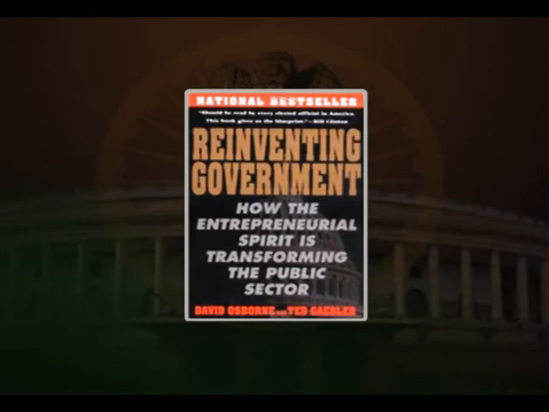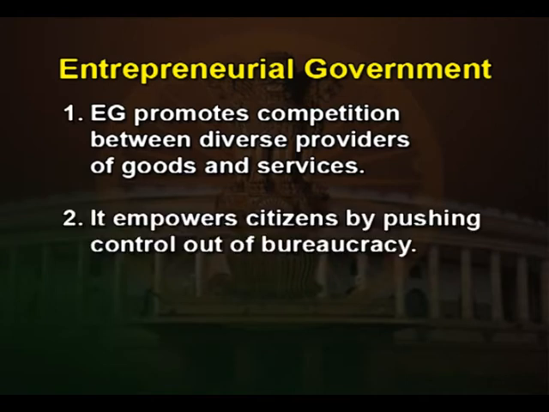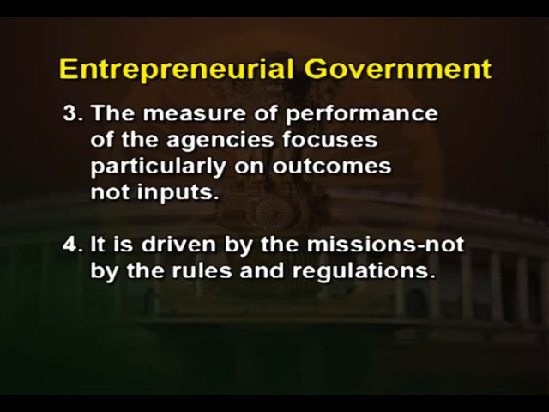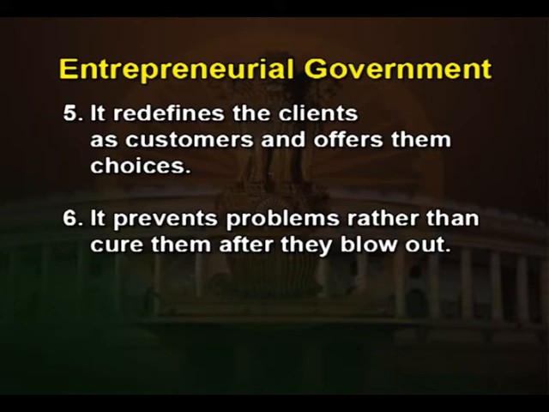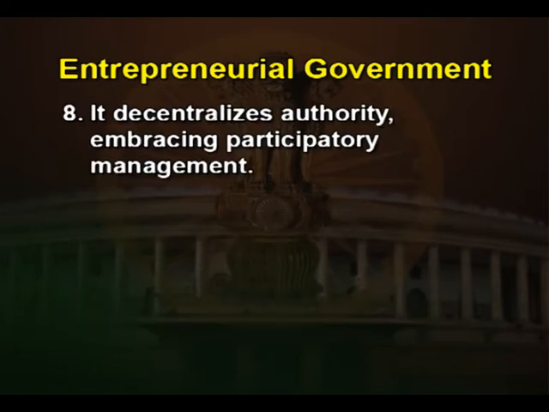Osborne and Gaebler suggested the following 10-point program for attaining entrepreneurial government. First, it promotes competition between diverse providers of goods and services. Second, it empowers citizens by pushing control out of bureaucracy. Third, the measure of performance of the agencies focuses particularly on outcomes, not inputs. Fourth, it is driven by missions, not by rules and regulations. Fifth, it redefines the clients as customers and offers them choices. Sixth, it prevents problems rather than curing them after they blow up. Seventh, it puts its energy into earning money, not simply spending it. Eighth, it decentralizes authority, embracing participatory management.